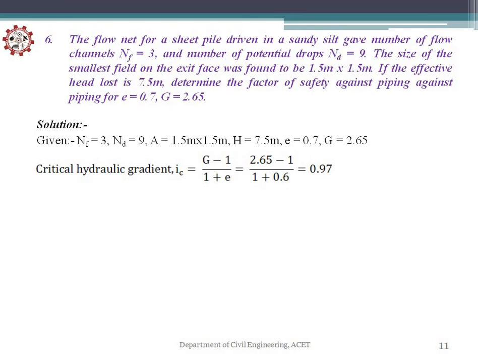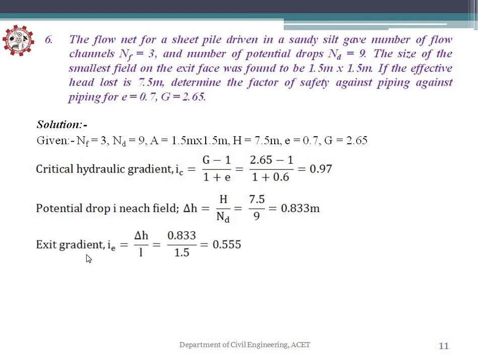So first is your critical hydraulic gradient IC with formula G minus 1 upon 1 plus E. So 2.65 minus 1 upon 1 plus 0.7. That is coming to you as 0.97. Then you need to calculate the potential drop delta H, which is given by total height upon potential drops ND, that is 7.5 upon 9, 0.833 meter.